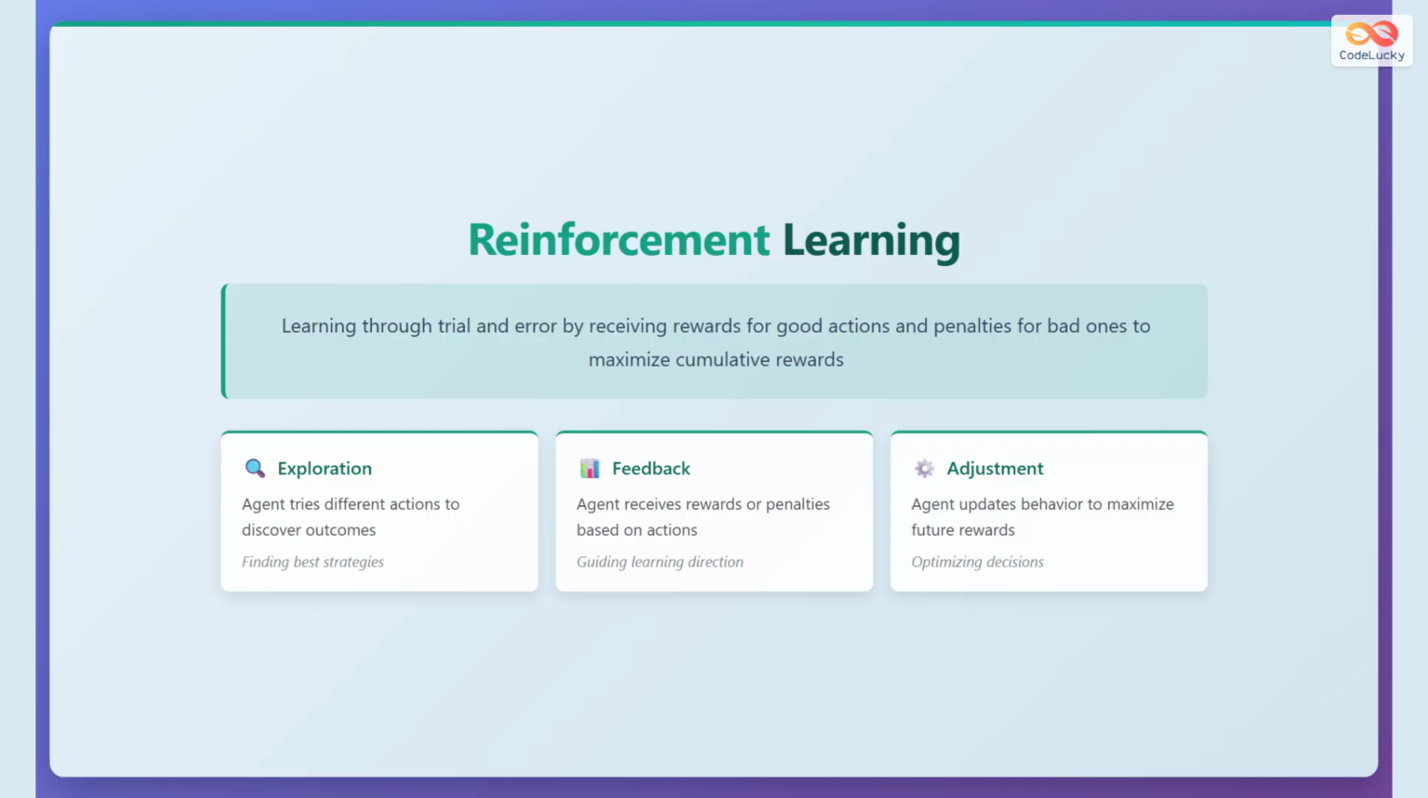This process happens in three stages. First, exploration, where the agent tries different actions to discover outcomes. Second, feedback, where the agent receives rewards or penalties based on its actions. Third, adjustment, where the agent updates its behavior to get more rewards. Reinforcement learning powers game artificial intelligence and robotic control systems. For example, AlphaGo used reinforcement learning to master the game of Go by playing millions of games against itself.